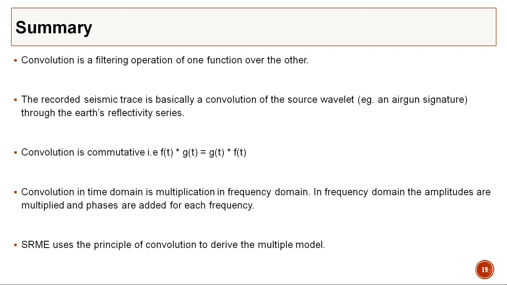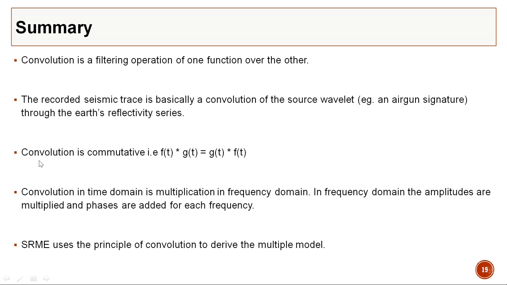Okay, in terms of the summary, convolution is basically a filtering operation of one function over the other. So every filtering operation is convolution. The second point is that the recorded seismic trace is basically a convolution. You generate a source signature, for example in the marine case the air gun signature, and you convolve it with the Earth's reflectivity series. What you record as a seismic trace is basically the convolution of the source wavelet with the Earth's reflectivity series plus some noise.